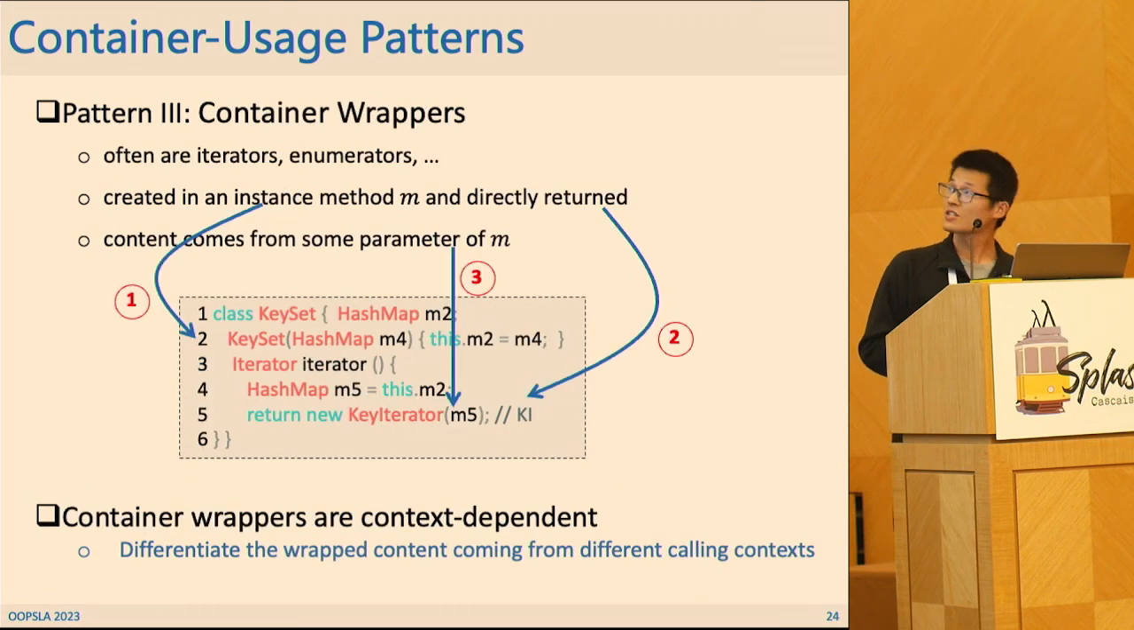And the third pattern is called the container wrappers. Container wrappers in real code are usually iterators and enumerators. They are usually created in an instance method and directly returned, and their contents usually come from the method where the objects are created. The container wrappers are context dependent because they need to differentiate the wrapper contents from the different calling contexts.